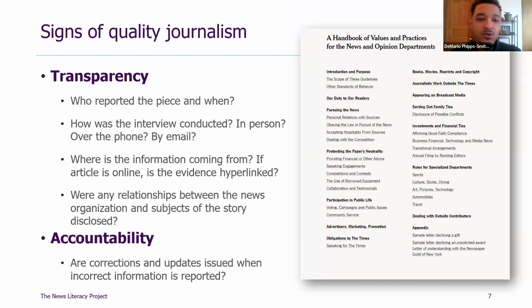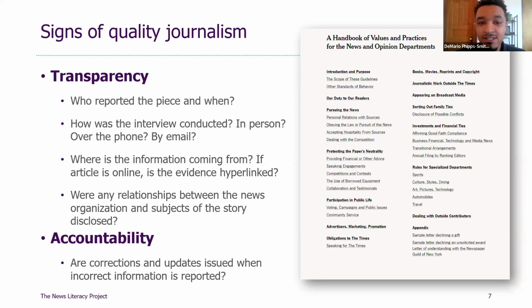So we can see signs of quality journalism. If we're looking for credibility, we can see these signs in practice through a variety of different steps that credible journalists and journalism organizations take. For instance, the image on the right is a picture of the New York Times Handbook of Values and Practices. In this document that's open for anyone to go check out, you can find out everything about their policies, from personal relationships with sources, all the way to how they deal with competition and how they allow their journalists to accept gifts.